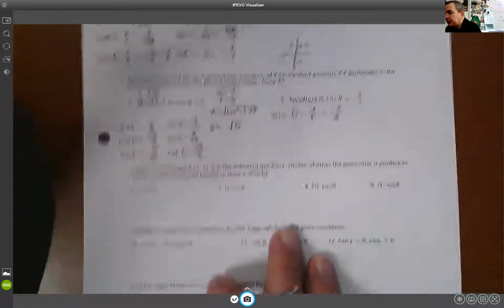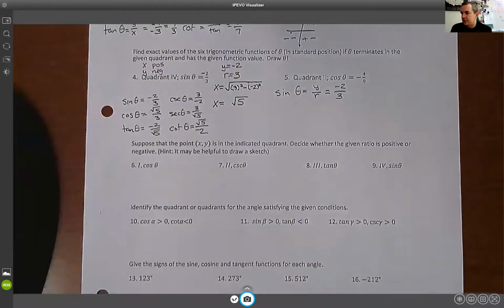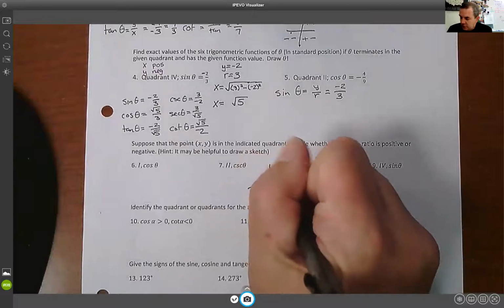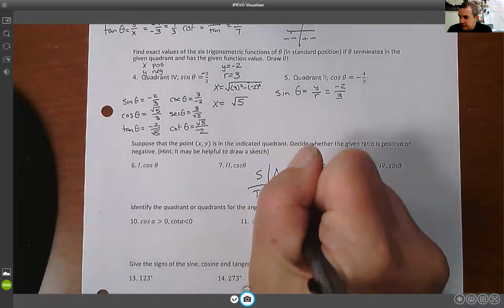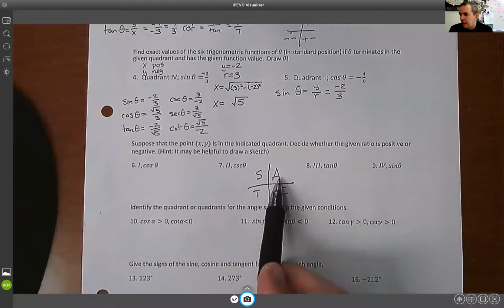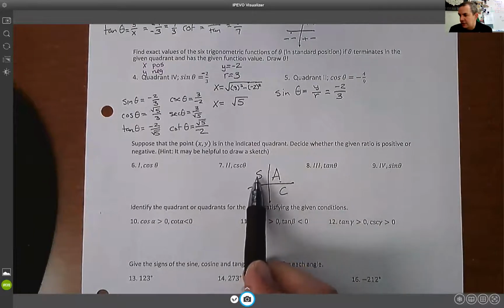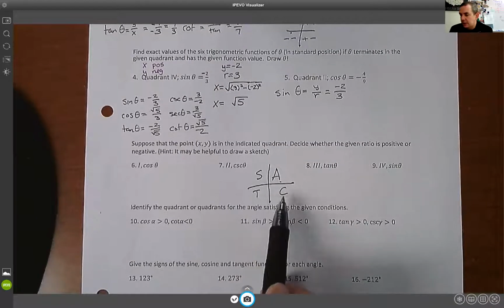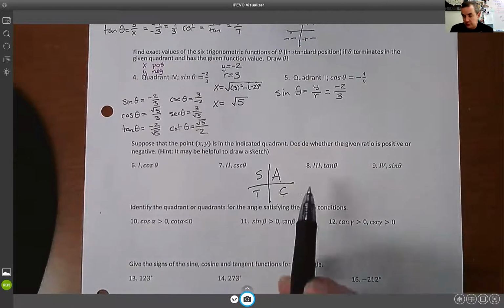Next thing we're going to be dealing with is trying to figure out the quadrant and what the signs of these things are. Are they positive or negative? The acronym I told you to remember, where all seniors take calculus. All sine, cosine, tangent are all positive in quadrant 1. Sine is positive in quadrant 2. Tangent is positive in quadrant 3. Cosine is positive in quadrant 4.